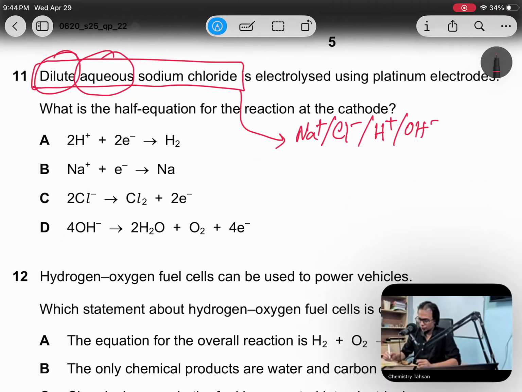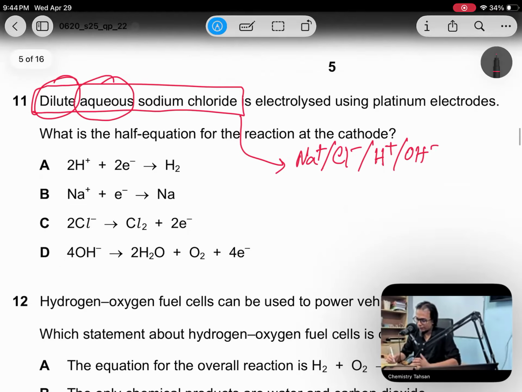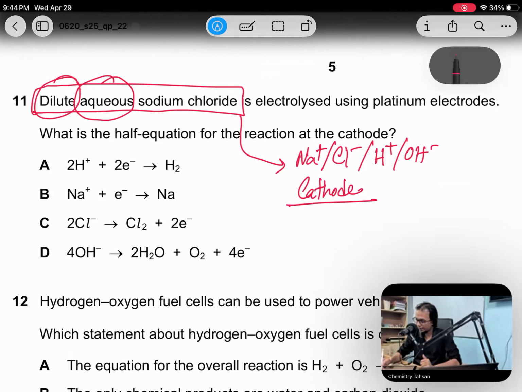So what is the half equation for the reaction at cathode? So they are asking for the reaction at cathode. So as I said earlier in question number 10, cation will go to cathode. That is the point. So cations, how many cations do we have here? You see, if I change the color of the marker, we have sodium ion and hydrogen ion. These are the 2 cations we have.